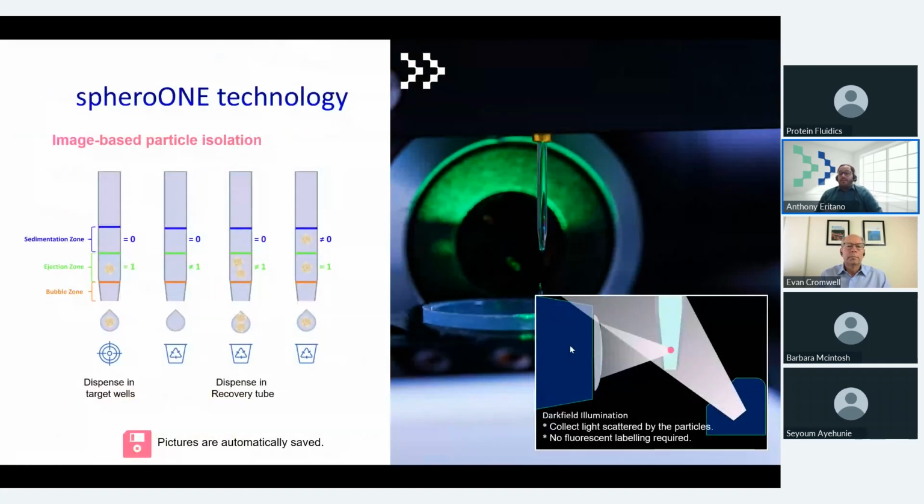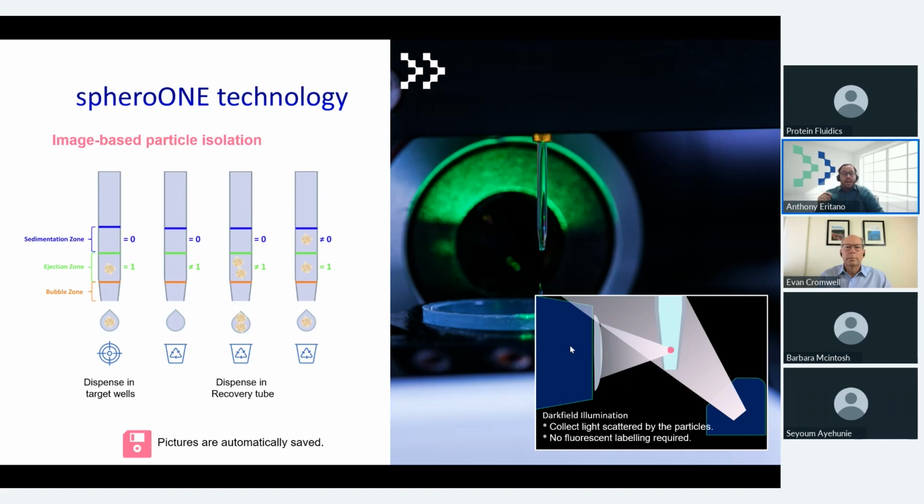And the thing that makes this machine really powerful is it uses image-based particle detection for its isolation. So what we can see is that if we look at the NDC, it's divided into 3 zones. You have the bubble zone, which represents the volume of liquid that was dispensed previously in the previous drop. You have the ejection zone here in green, and that is basically the volume of water that's going to be dispensed next in the next drop.